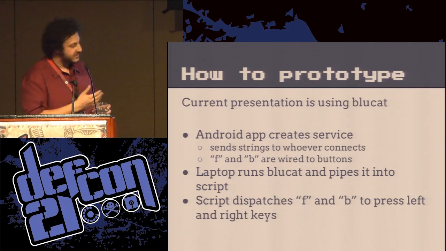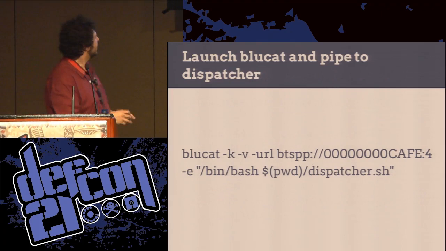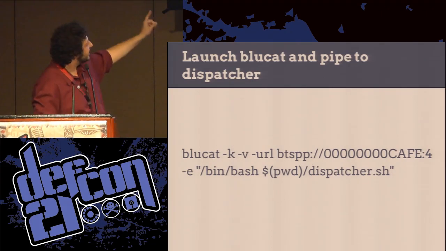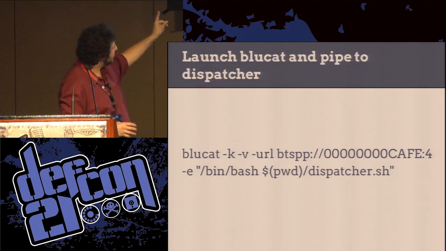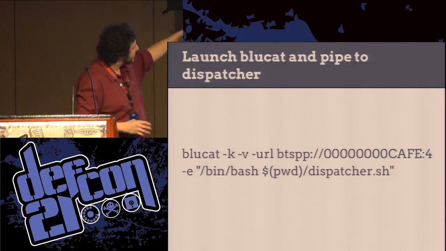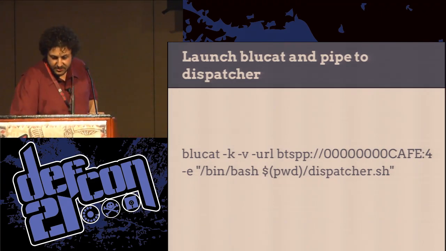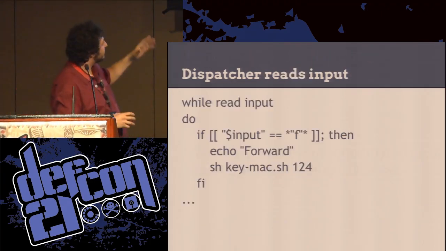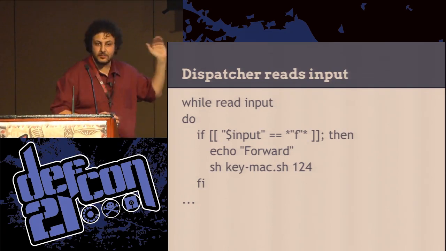So that's the basis of it. We can go over how this works. It's like a few lines. We launch Blucat, and we do a keep alive verbose to connect to this URL, which is my phone on channel 4. And then when we receive a connection, we just throw it to dispatcher.sh, which simply looks like this. So we just read input. If the input's an F, echo forward, and then press the key for forward.